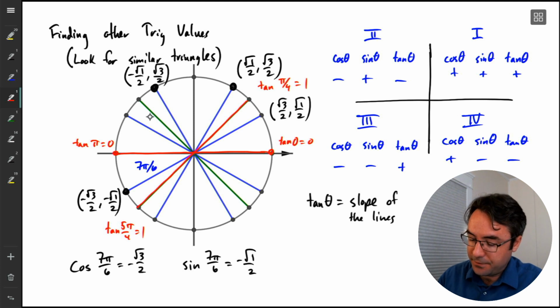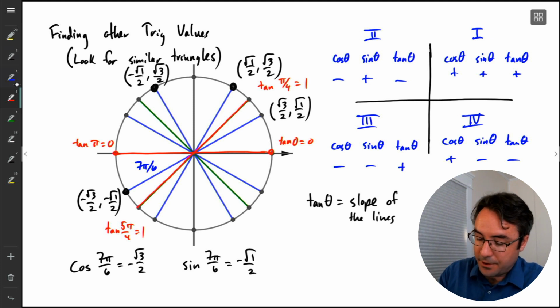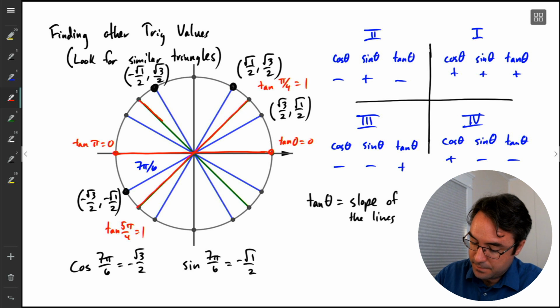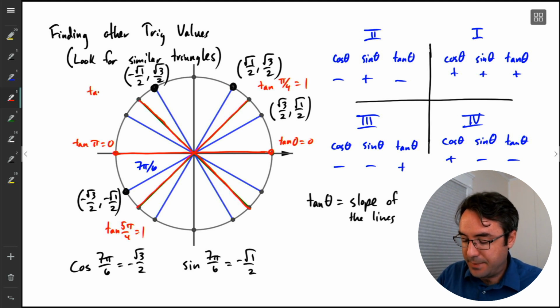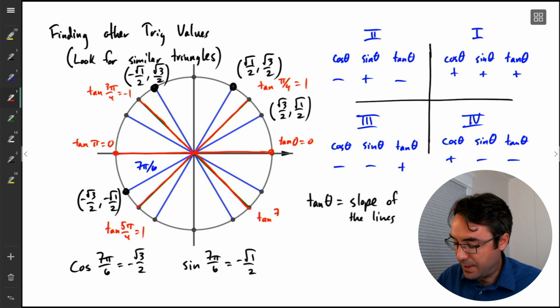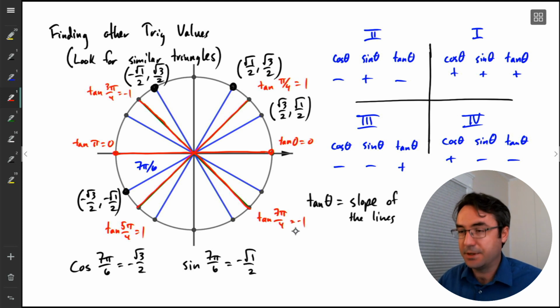And then we also have the other. If we look at this line, it also has that property where y is very close to being equal to x. It's just that the slope is negative. So y is equal to negative x on this line, and that means the slope is negative 1. So tangent of 3 pi over 4 would be negative 1. And then tangent of 7 pi over 4 is going to be negative 1 as well.